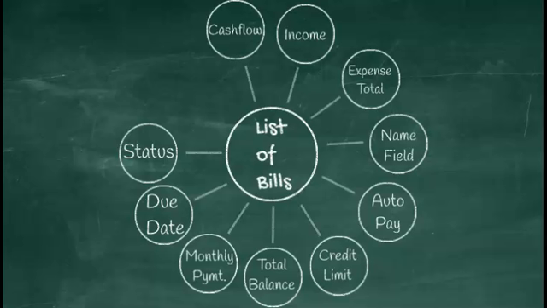So so far we'll have all of our bills. We'll know how much those payments are every month. We'll know the balance in the credit line. We'll have our three major numbers: our income, expenses, and cash flow.